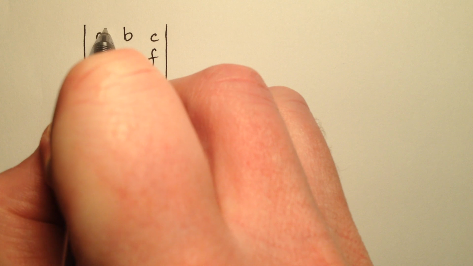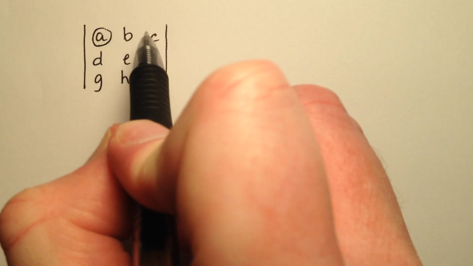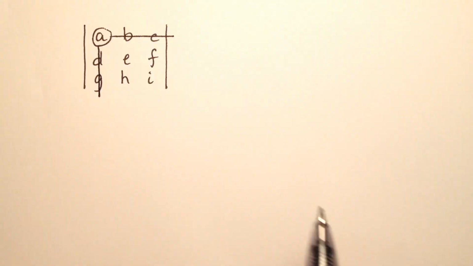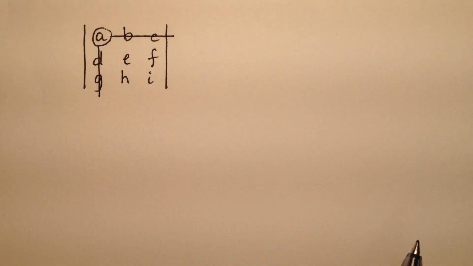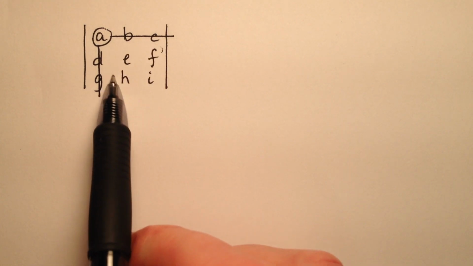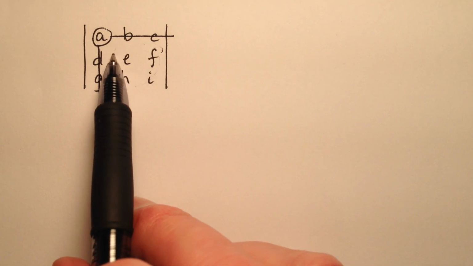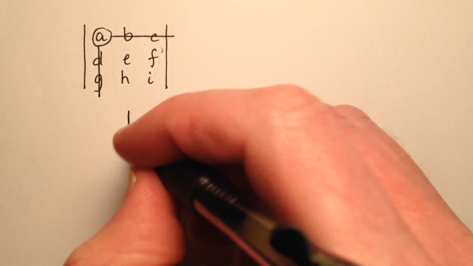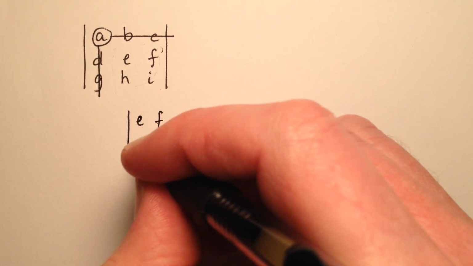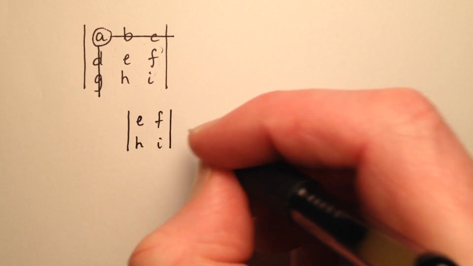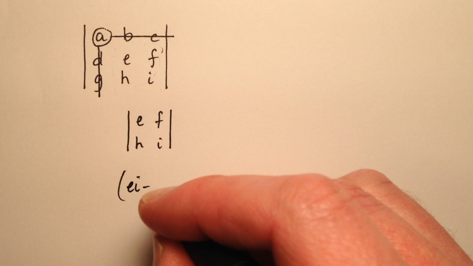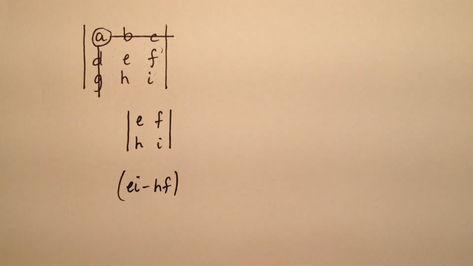If I'm looking at my A value first, then I'm going to cross out the row that A is in, and the column that A is in. I'm going to be left with this 2 by 2 matrix, and we can find the determinant of this 2 by 2. So we're going to write this E F H I, and of course the determinant for this is going to be EI minus HF.